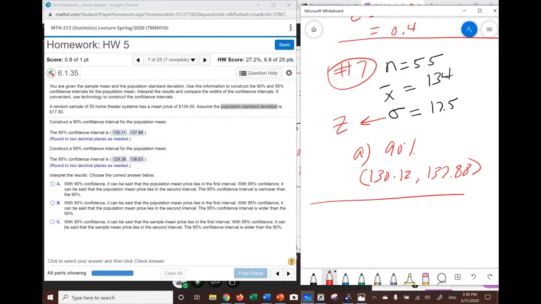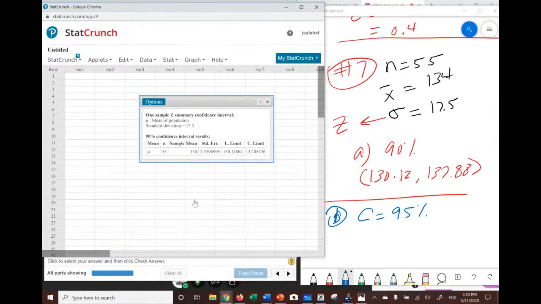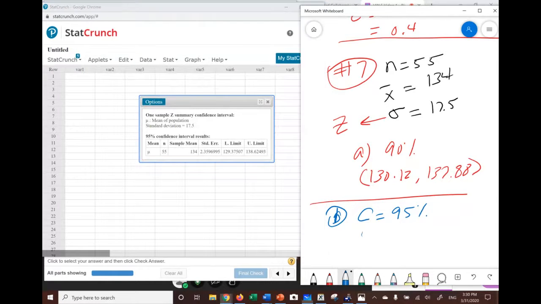Now, what if they change their mind and they say, listen, we want you to do part B, which is we want you to change the C to 95%. Look how easy with StatCrunch you can do that. Let me go back to StatCrunch. When you get this window, you don't have to go back and put the numbers in again. Just go to Options and go to Edit. It is the same numbers there, 134, 17.5, 55. What you need to do is just go down to the confidence level and change it to 95% and hit Compute.